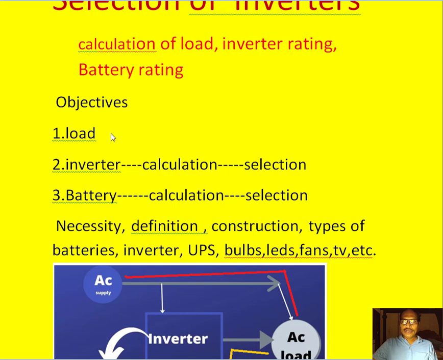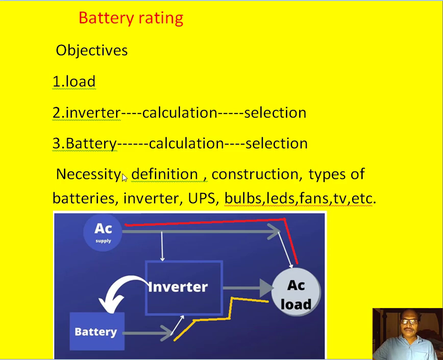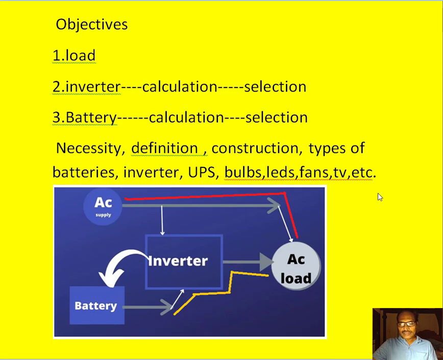Before we go into the details of the objectives, let me first cover the necessity of the inverter, what is the definition of this, what is the construction of this, what are the types of batteries available, what is the difference between the inverter and the UPS, and what are the AC loads, that is bulbs, LEDs, fans, TVs, iron, motors, etc.